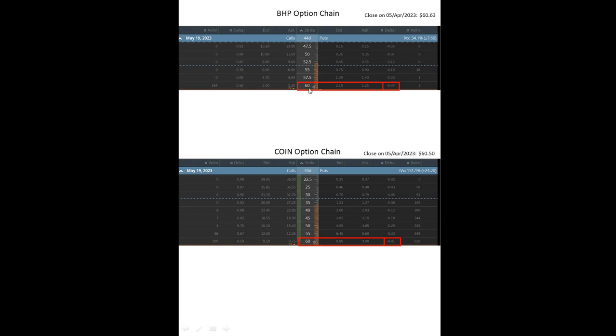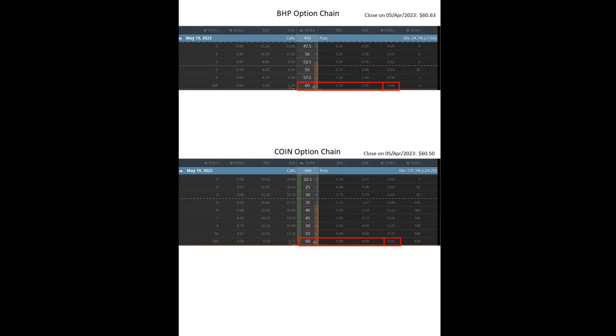And as you can see, the deltas at $60 strike price for May are very similar, 0.44 and 0.41, or 44 and 41. But the key difference is that the IVR for Coin is at 131% versus 34% for BHP. And you will see why that is the most important metric that option traders use.